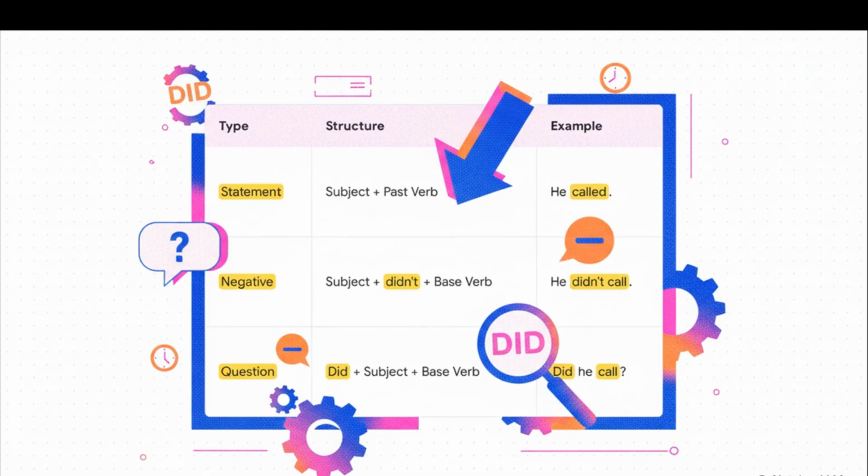But here's the crucial part, and I mean really crucial. Look what happens to the main verb. It goes right back to its original form. You don't say he didn't called. Nope. You say he didn't call. The word did takes care of all the past tense stuff for you.